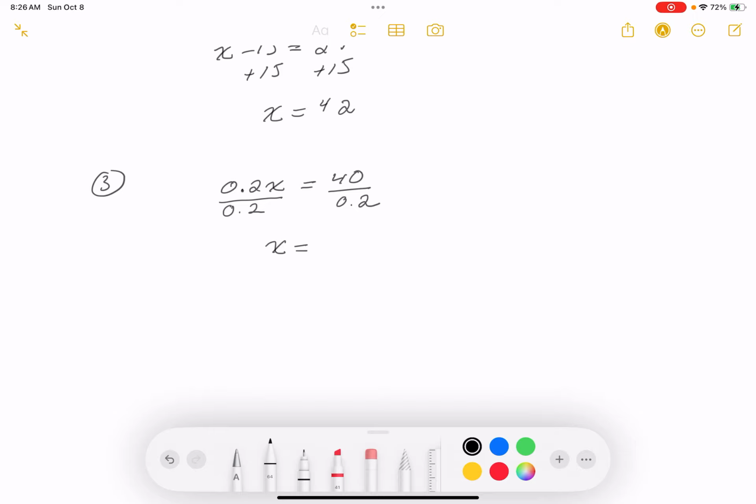Now, I want to go through this over here. This is 40, and it's divided by 0.2, I'll write that over here. This is going to be 40 divided by, well, 0.2 is 2/10.